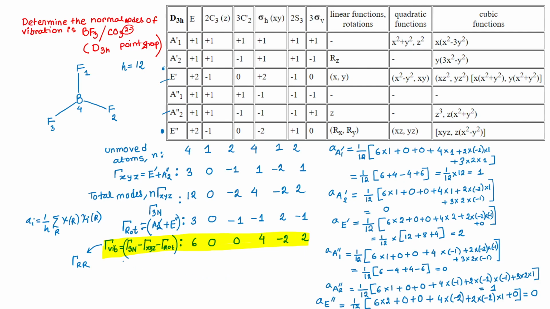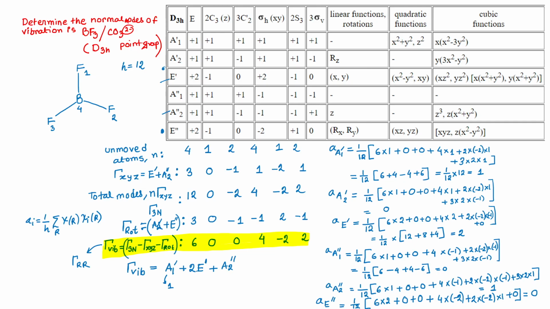So ultimately what I got is my gamma vibrational consists of 1A1 dash plus 2E dash plus 1A2 double dash. Okay, so these are my symmetry species related to the normal modes of vibration, and the total number of vibrations, if you check from here, you are going to get 1.